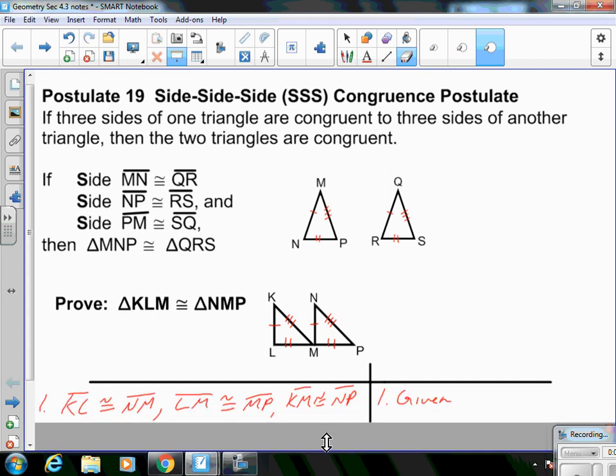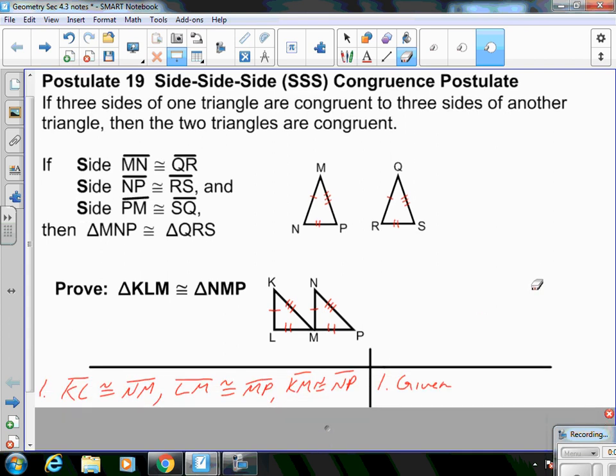KL is congruent to NM, LM is congruent to MP, and KM is congruent to NP, just coming from the picture because they didn't give us a written statement.